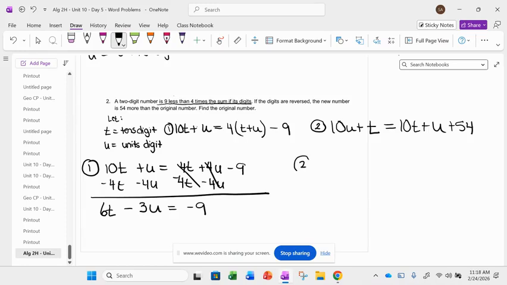And my second equation, I have 10u plus t equals 10t plus u plus 54. What do you guys want to do? Do you want to bring, doesn't really matter. Let's subtract the 10t and the u.